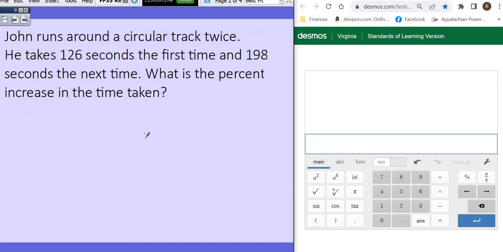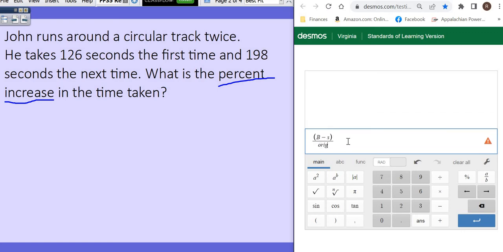John runs around a circular track twice. He takes 126 seconds the first time and 198 seconds the second time. What is the percent increase in the time taken? So when we see those words, percent increase, percent decrease, percent change, those mean we've got to use this formula. I'm going to put that in our calculator so everybody can see it. Big number minus small number divided by the original equals X divided by 100.